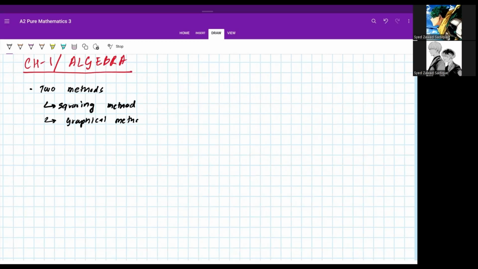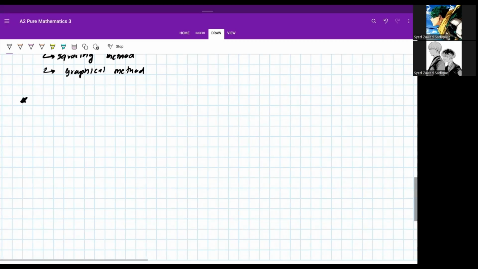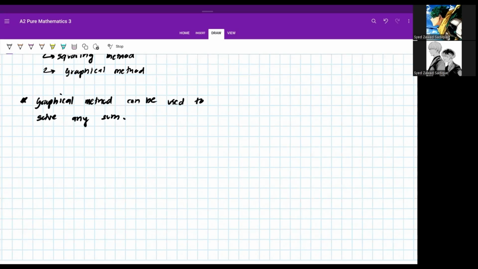Now note that the graphical method can be used to solve any sum. But do I like this? No. And I'm going to show you guys an alternative technique to this later.